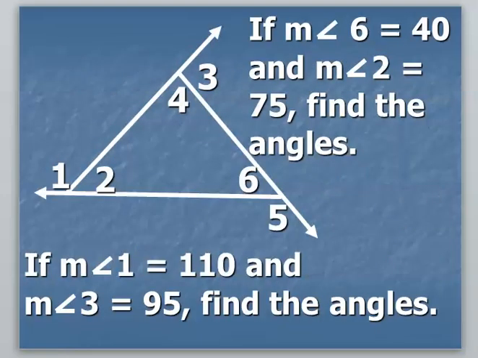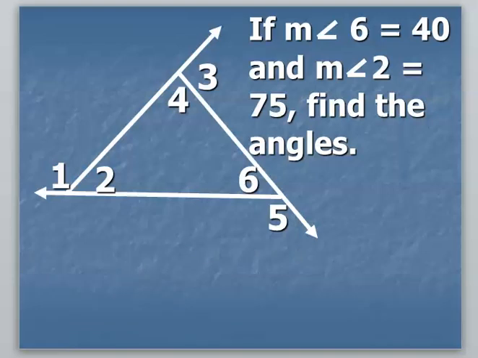The very last example is one that has an expanded picture. All of these angles have had the sides extended so that we can see all three exterior angles. So if the measure of angle 6 is 40 and the measure of angle 2 is 75, we should be able to find all of the angles in the picture. Let's see if we can find all of the other angles.